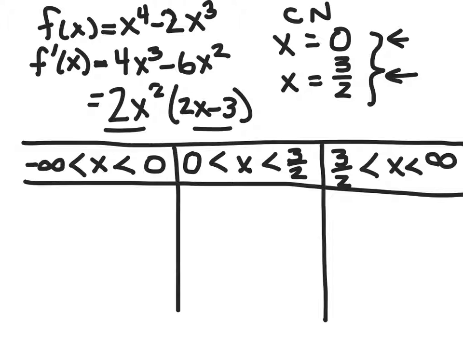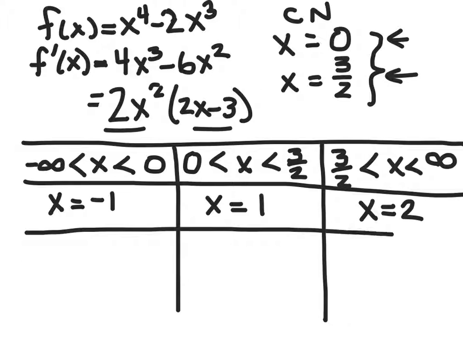The next thing we're going to do is pick a test value between each of these numbers. So for this one, I'm going to test x equals -1. It falls between negative infinity and 0. I'm going to pick x equals +1 for this interval because it falls between 0 and 3/2, and I'm going to pick x equals +2 for the last interval. Now I'm going to test each of these in the function. I'm sorry, not in the function, in the derivative.